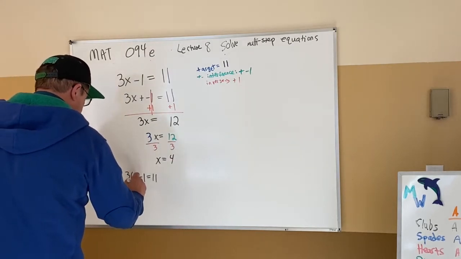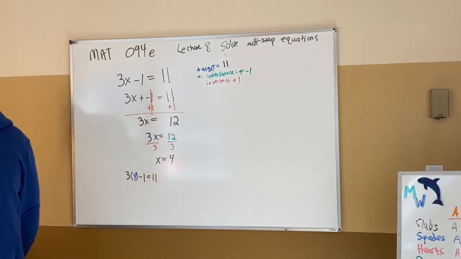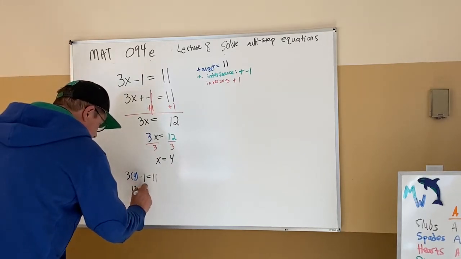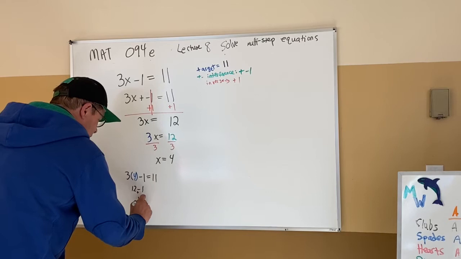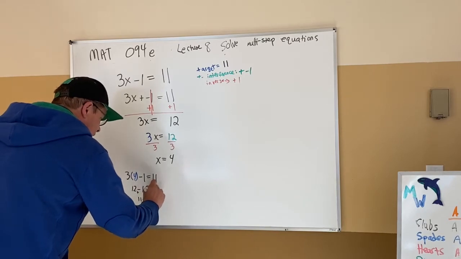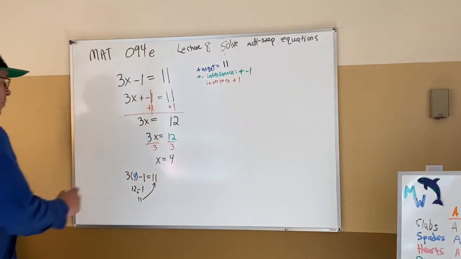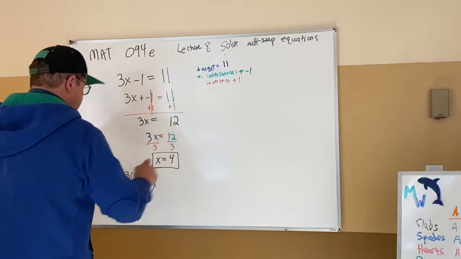And I put my 4 here, and I get 12 minus 1, which would be 12 plus negative 1, gets me the 11, and I've got it. And therefore x equals 4 is my solution.